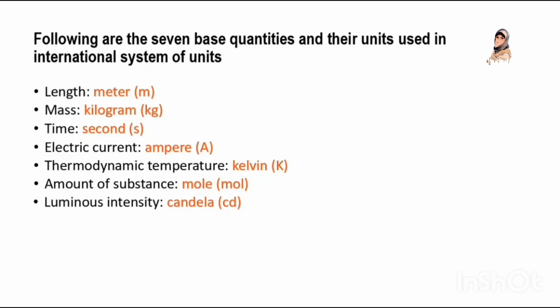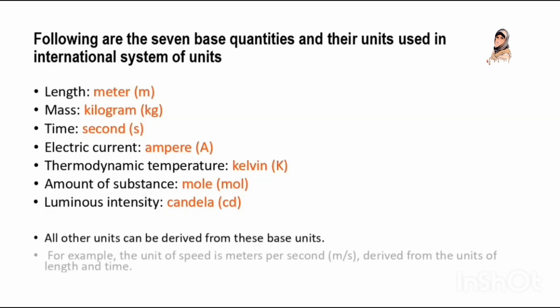So these are 7 base physical quantities and their 7 base units. All other units can be derived from these base units. For example, the unit of speed is meter per second, derived from the units of length and time. This is the introduction of system of units.